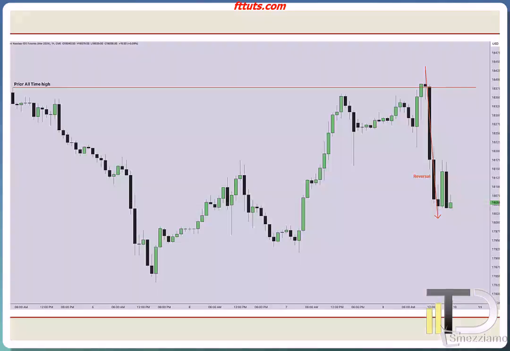Let's look at an example. This is a 1 hour NQ chart, and as you can see, NQ made an all-time high on this particular date. Now, as I said earlier, just assume or understand that a lot of liquidity would be resting above its all-time high in the form of buy stops.